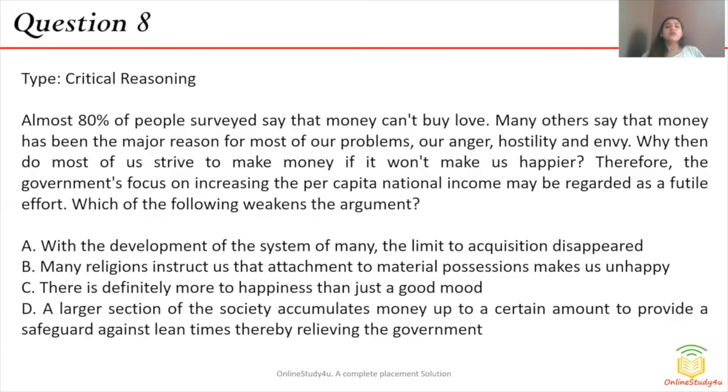A larger section of the society accumulates money up to a certain amount to provide a safeguard against lean times, thereby relieving the government. Now, if you see, why then do most of us strive to make the money? It is not because money is making us happy, not because it is solving all our problems, but because we have to save up or safeguard this amount against the testing times, and therefore we do not want to put pressure on the government. So D weakens the exact argument. All right. With that, I hope you guys have understood question 8.